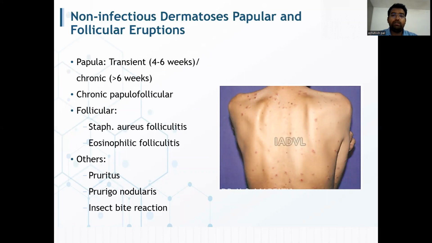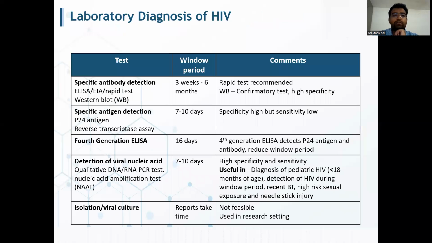Now, non-infectious dermatoses: papular and follicular eruptions. The papules are transient, lasting 4 to 6 weeks. When they cross the 6-week line, it is called chronic. So chronic papulofollicular eruptions, and it can be follicular, and others like pruritus, prurigo nodularis, and insect bite reaction. These are the non-infectious dermatoses, papular and follicular eruptions.